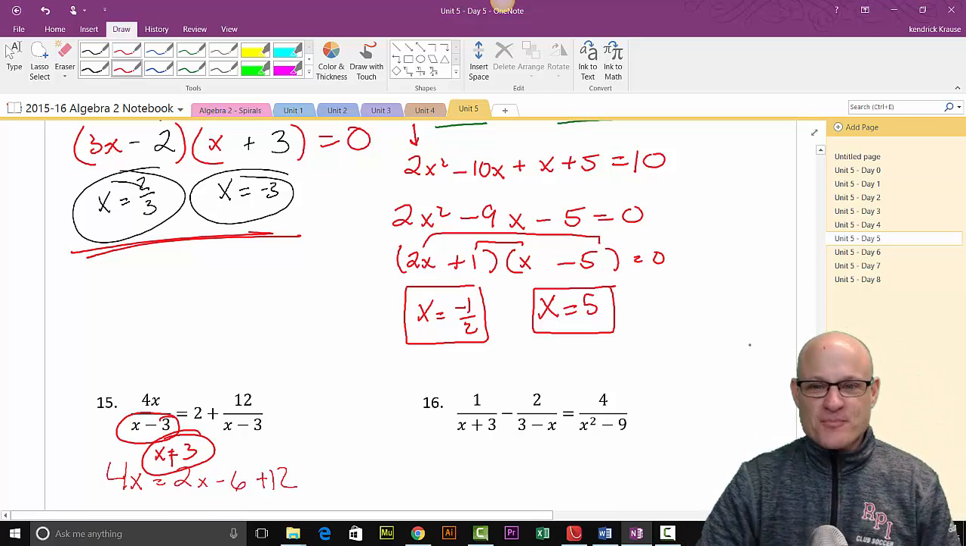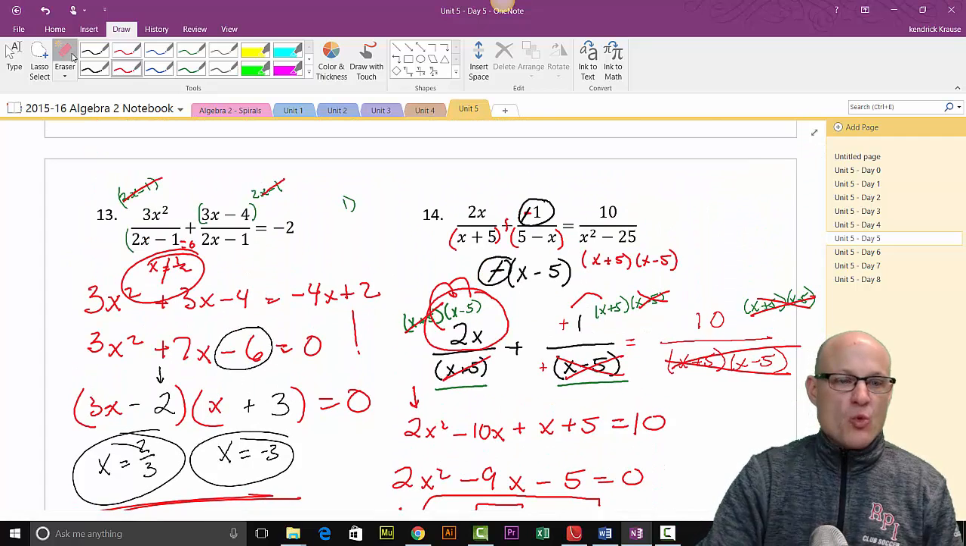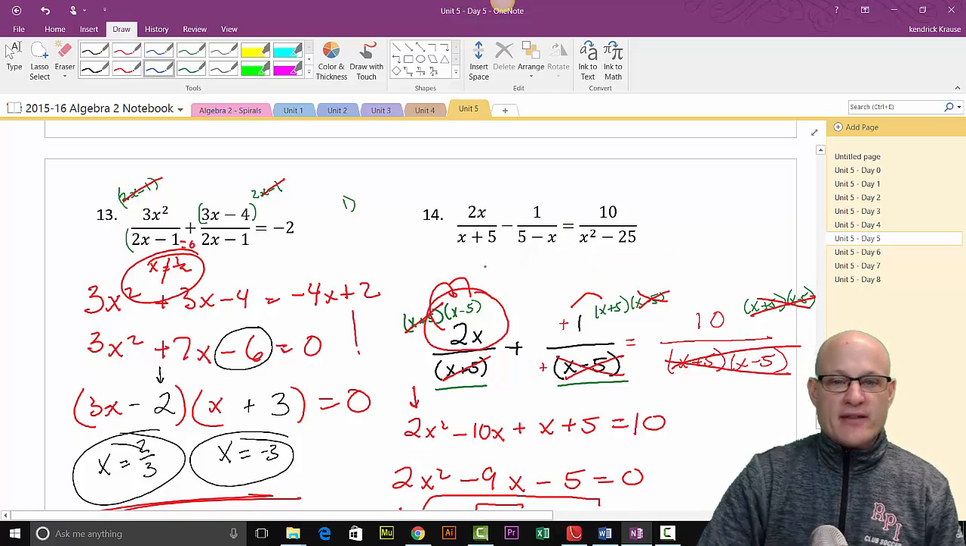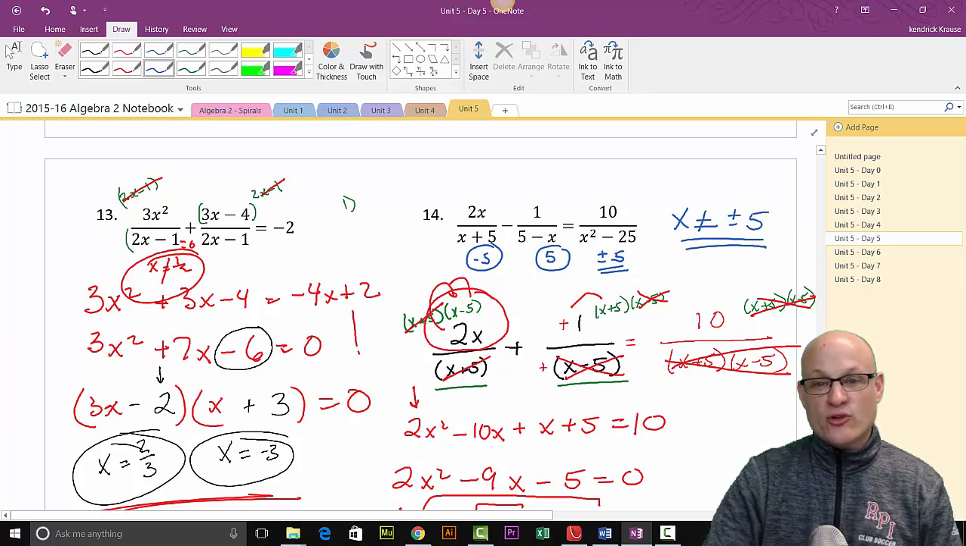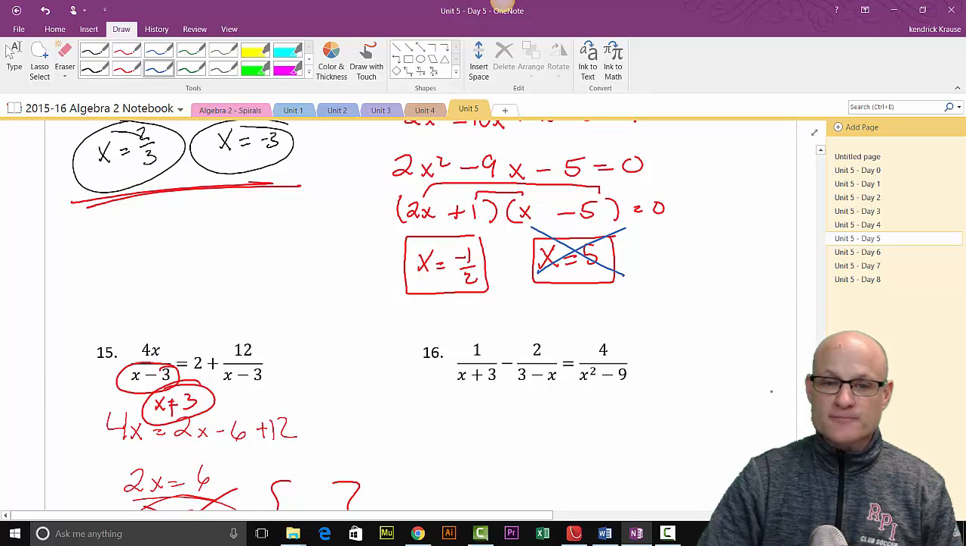You must go back to the original problem and look. What are the restrictions on the domain? What would make this 0? Oh, negative 5. What would make this 0? Oh, positive 5. And of course, over here, plus or minus 5 would make this 0. So x cannot equal plus or minus 5. Those are the restrictions on the domain. So you always have to go back and look. Oh, look, this answer doesn't work. Even though it's an answer, it doesn't work.